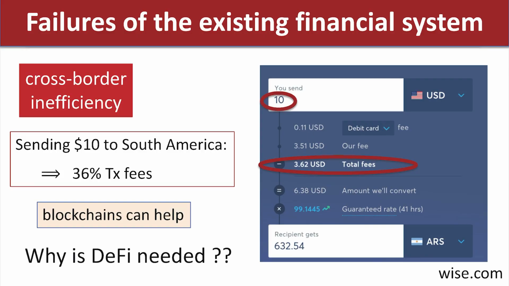Here, I went to wise.com, which is a way to send money anywhere in the world, and I said, I want to send $10 to Argentina. Now, they tell me, sure, you can do it, but this is the transaction fees we're going to charge you. So basically 36% transaction fees if I want to send $10 to Argentina. Yeah, very, very high transaction fees on small transactions to remote places.